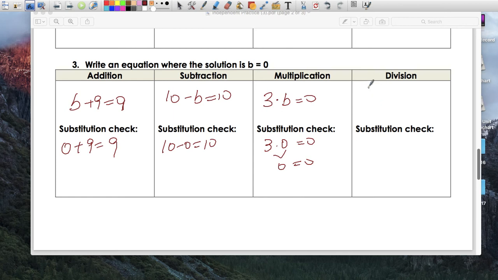Division, you have to be careful, actually, okay? Because b over 3 equals 0. So, if I substitute, I get 0 over 3 equals 0. Is that true? Now, think about what this says. I have $0, and I want to divide that among 3 people. Will that mean that everybody gets 0? Yes. So 0 divided by 3 is 0 because everybody gets 0. The first person gets 0, the second person gets 0, and the third person gets 0. Careful.